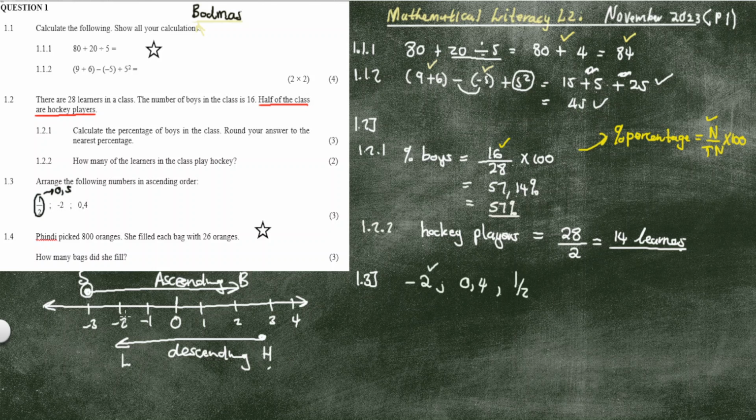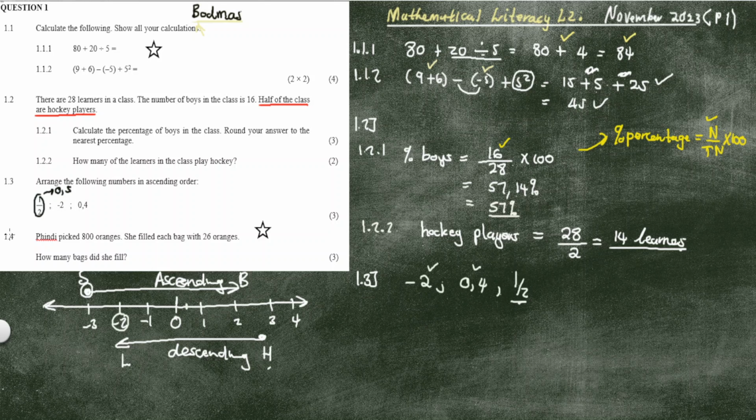So this is how I would arrange the numbers in ascending order. Negative is the smallest, so it's to the left of the 0. 0.4 is just closer to the 0, and then the half, which is also 0.5 in decimal form, is bigger than the 0.4, so that's going to be the biggest value out of the three. Hence, I'm putting it last.